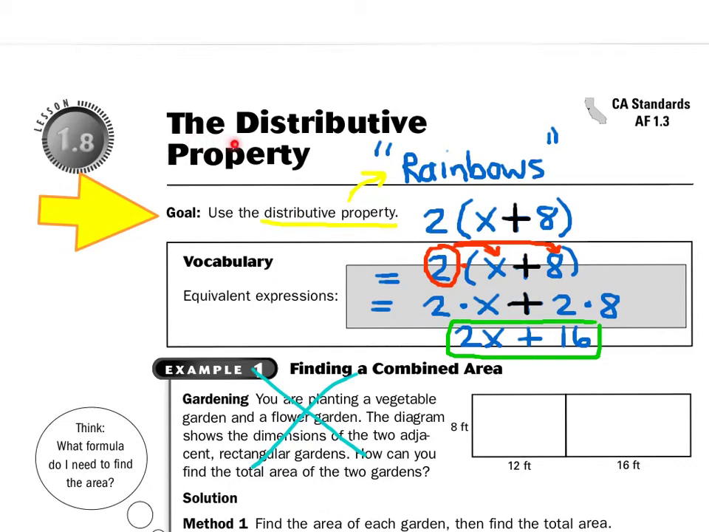Hi, today we're going to talk about the distributive property. I love the distributive property. My students started calling it the rainbows, and you'll see why after today's lesson. So let's do an example.